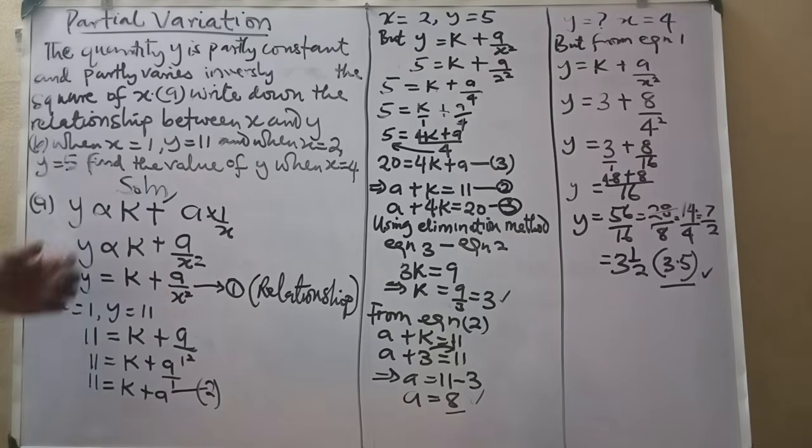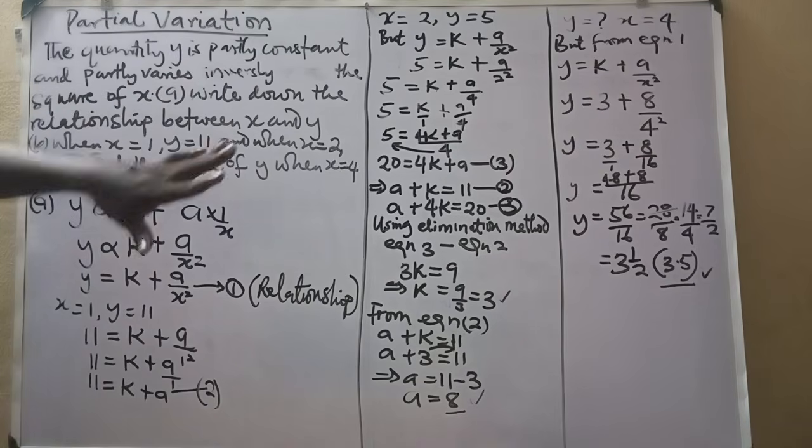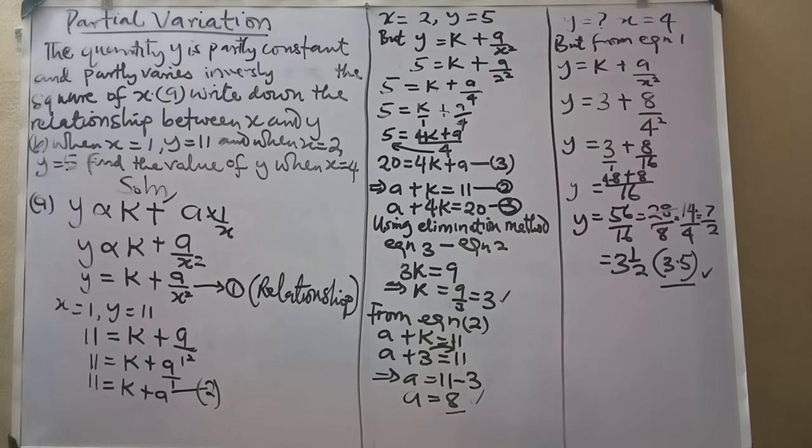Hello viewers, we're looking at partial variation today, and it's one of the simplest topics. Don't look at the way it is on the board. It's quite simple. I'm going to explain it in very simple terms. If you talk about partial variation, we need two constants, two unknowns. That is why I brought this question. So we're going to use this question to explain it to your own understanding.